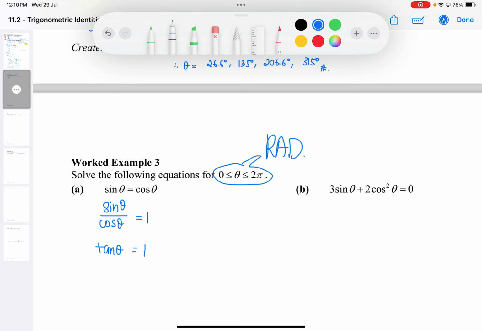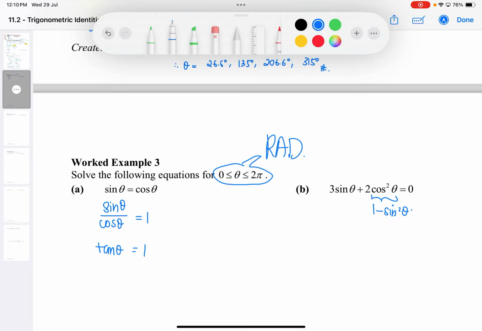Can factorize or not? Sine and cosine, you know how to... What must you do to the cosine first? So this one is 1 minus sine square theta. Then you will get a quadratic function, factorize and solve. Try yourself, all these will be homework.